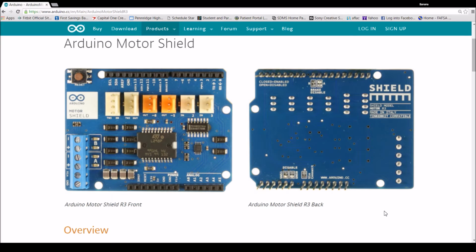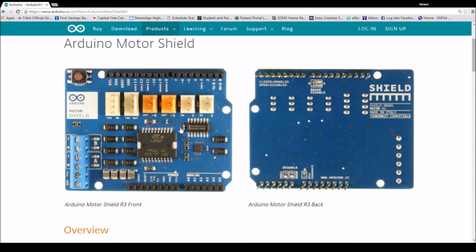This is the Arduino motor shield tutorial. We're talking about this thing. The motor shield has two channels, A and B, which allows for the control of two DC motors or one stepper motor. It also has six headers, but we're not going to be talking about that in this video.